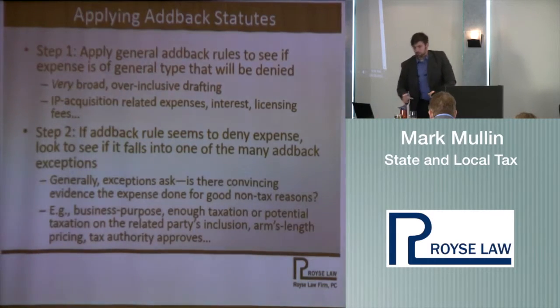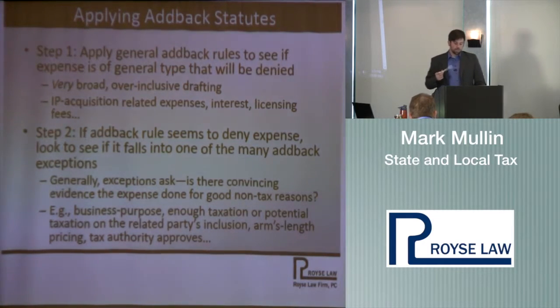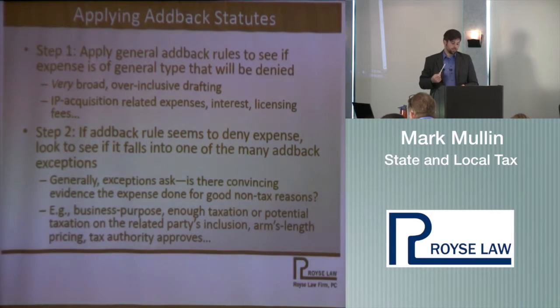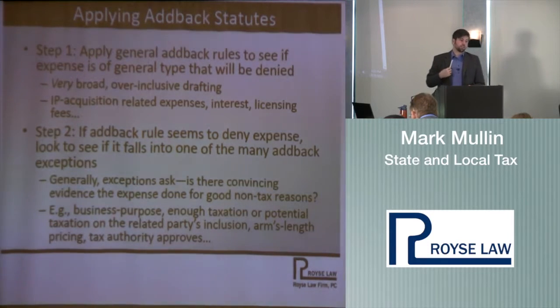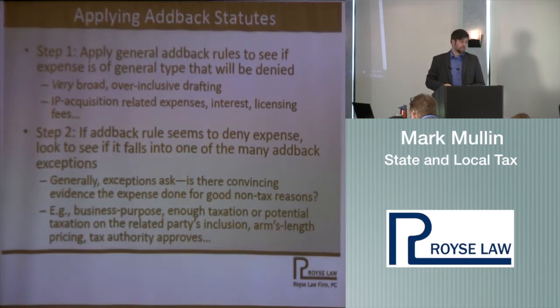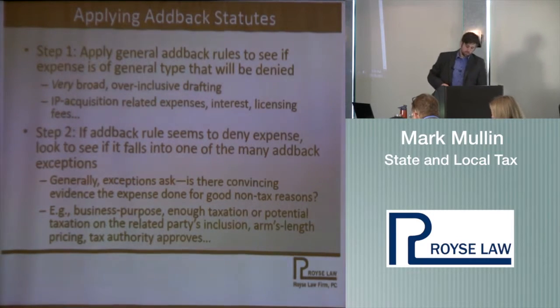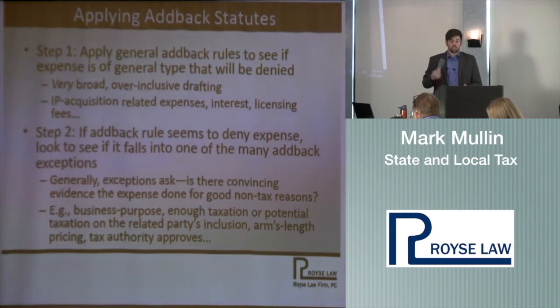More specifically, the analysis is two parts. First, you try and see if the expense is of a general type that will be denied. Any IP acquisition related expense, interest, licensing fees, those are all hit by an Addback statute if they're going out of state to a related party. The second step is to see if there's an exception that applies. The exceptions generally aim at one single question, which is: is there convincing evidence that you made this expense for a good non-tax reason? You can look at business purpose, whether there's enough taxation or potential taxation on the related party's inclusion, and other sorts of evidence.